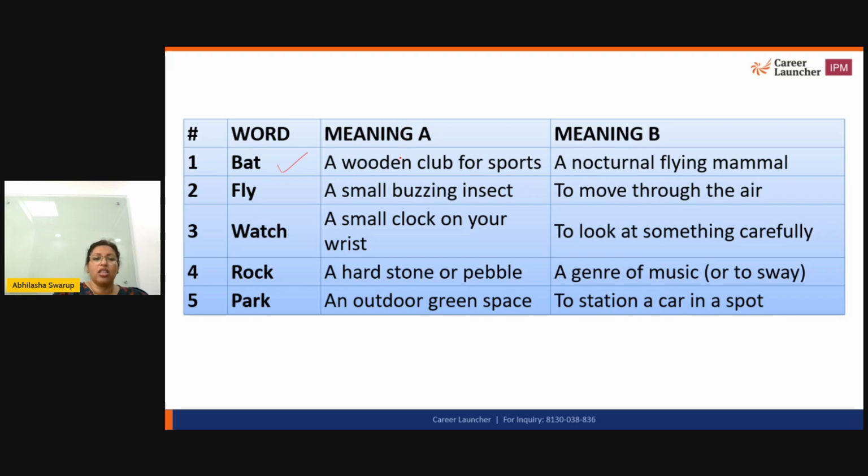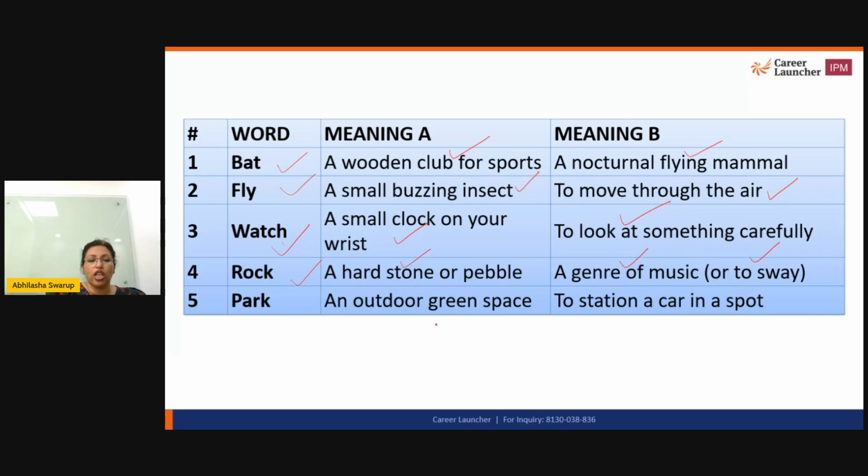For example, bat. A wooden club for sports, of course, you know, cricket bat. The other bat is a nocturnal flying mammal. You know that. Bats only come out at night. Fly. A small buzzing insect is a fly, and also to move through the air, fly. Watch is a small clock on your wrist, and also to look at something carefully is watch. Rock. A hard stone or pebble is called a rock. A genre of music is also called rock, and also to sway, that is also rocking. He rocked gently on his feet, right?